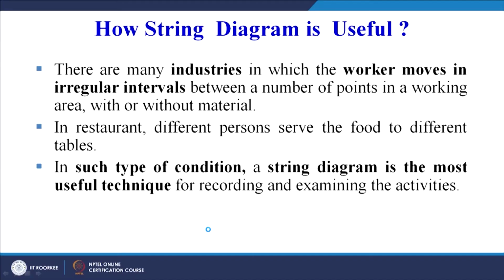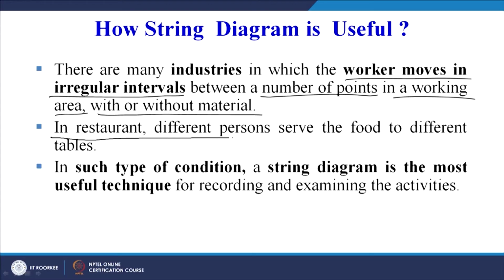So, how it is useful, as I have already explained, I will read the sentences written on the slide for you. There are many industries in which the worker moves in irregular intervals between a number of points in a working area with or without the material. So, the worker is moving at irregular intervals of time within different points. As I have told you, a person is serving food on different tables in a restaurant. So, his movements cannot be repetitive, it can be random also. So, those random movements can be traced with the help of a string.